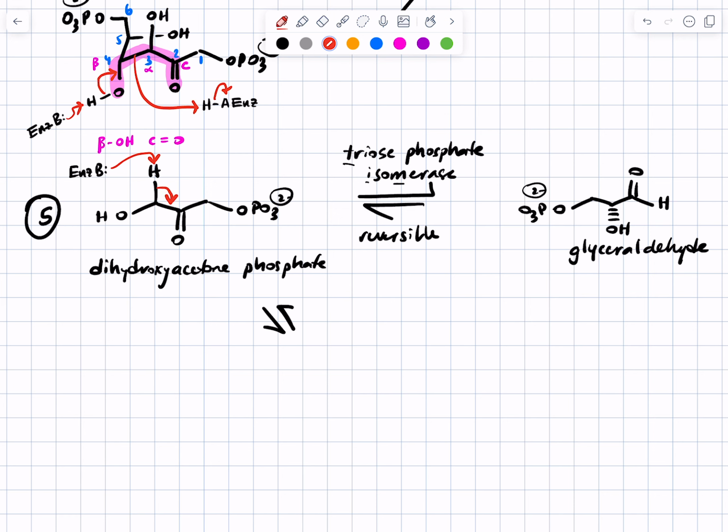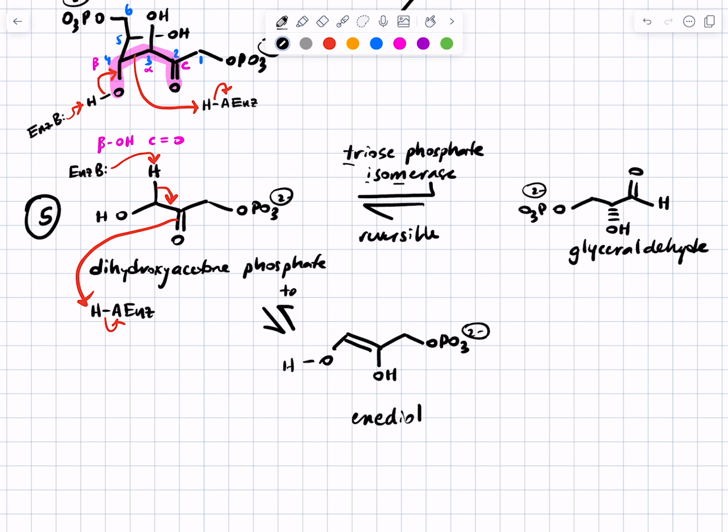Base removes the proton, we make an enolate, and we protonate the enolate all in the same step. And that will generate this enediol intermediate. Again, the stereochemistry of those two alcohols relative to each other doesn't matter. What does matter is once you get to that enediol intermediate, that you can, through another tautomerization step, get to glyceraldehyde.